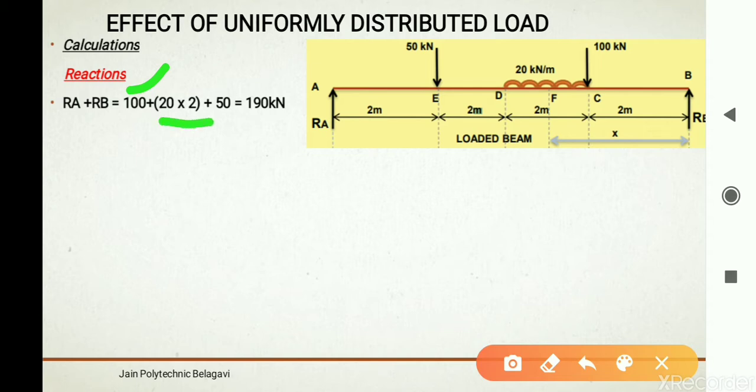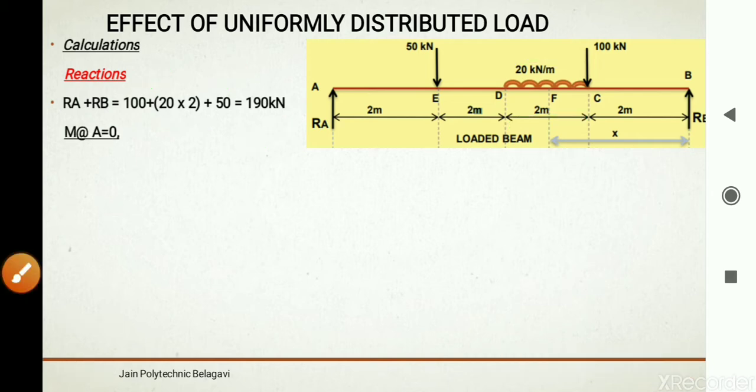Sorry, 20 into 2 is UDL because 20 kilonewton per meter is acting over 2 meter span, and plus 50 kilonewton point load. Totally it should be 190. So this is what RA plus RB is equal to 190 kilonewton.